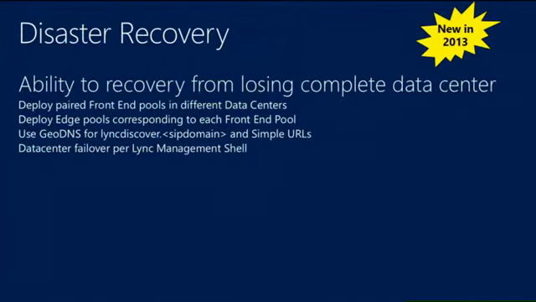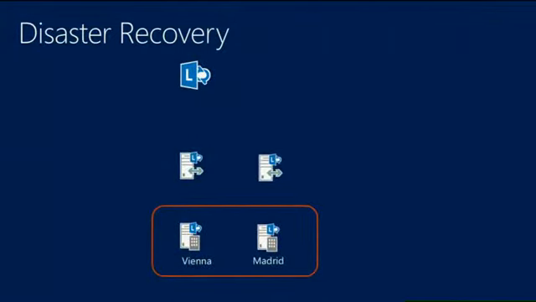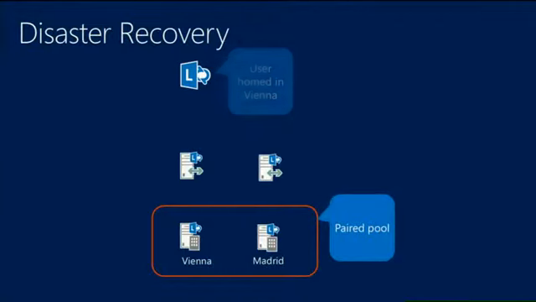We mentioned several times already, GeoDNS for Lync Discover and simple URLs is recommended. So what does it look like? I have here my Lync pool in Vienna, I have one in Madrid, I have this user externally, I have edge servers, and these 2 pools are paired to each other. This user is homed in Vienna. I sign in against my server, I'm happy, everything is good, everything works, fantastic.